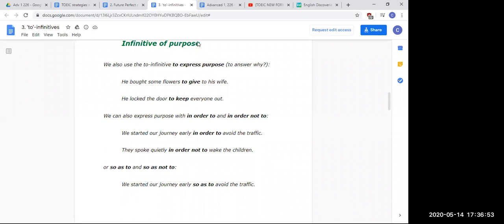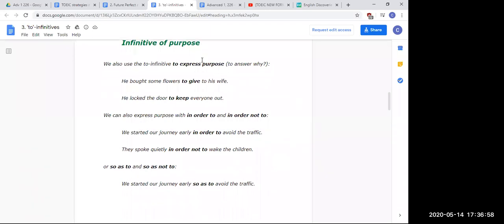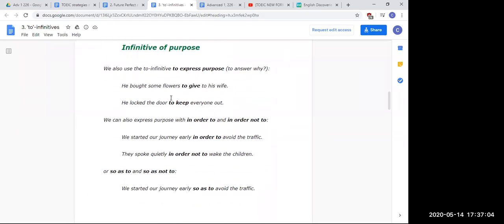So the infinitive of purpose, I think we'll just do this one. So we also use the to infinitive to express purpose to answer why. So he bought some flowers to give to his wife. So he bought some flowers. Why? Because he wanted to give them to his wife. He locked the door. Why? To keep everyone out.